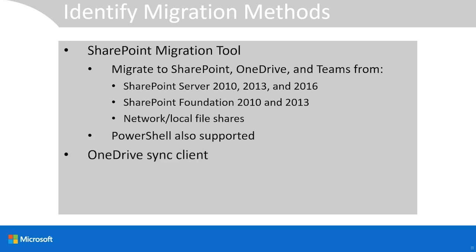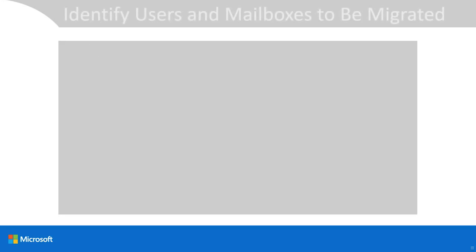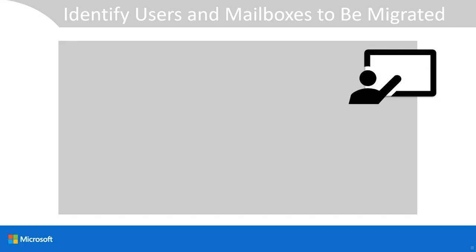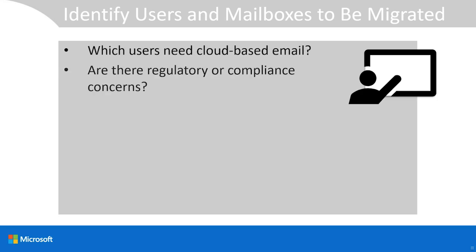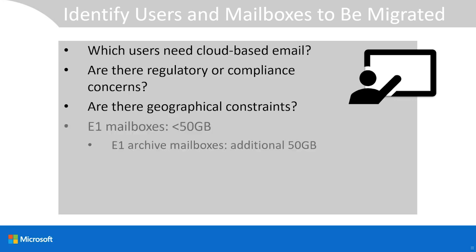You might also use the OneDrive Sync client, or of course, manual upload. Another important planning process is identifying users and mailboxes that are going to be migrated. Some things to consider here include which users are actually going to need cloud-based email, if there are any regulatory or compliance concerns with any of your users' email, if there are any geographical constraints, and a couple of other important things to consider. E1 mailboxes, E1 enterprise licenses are limited to 50 gig.